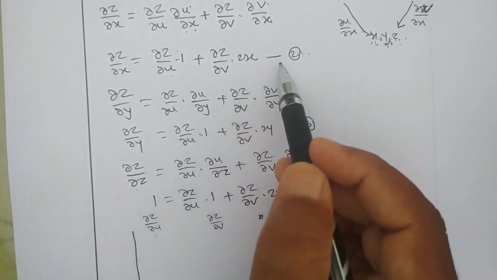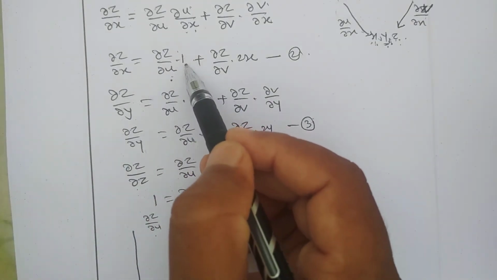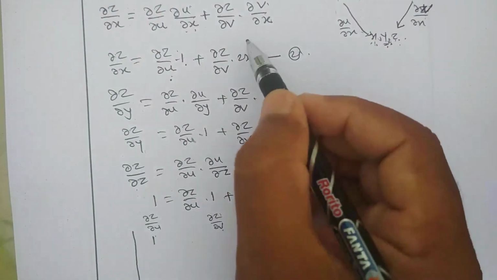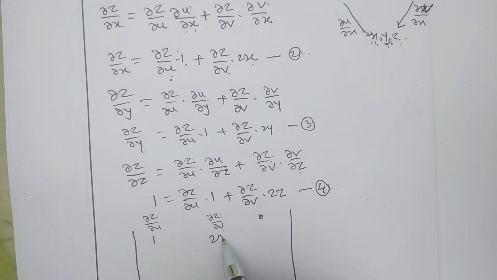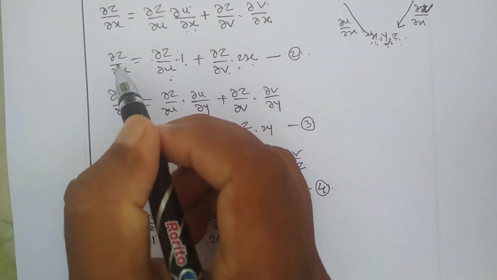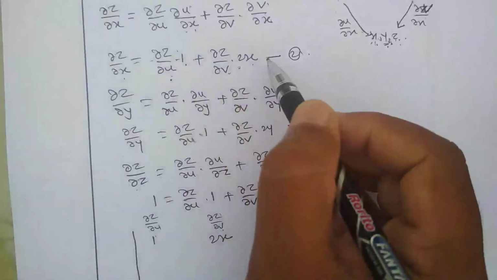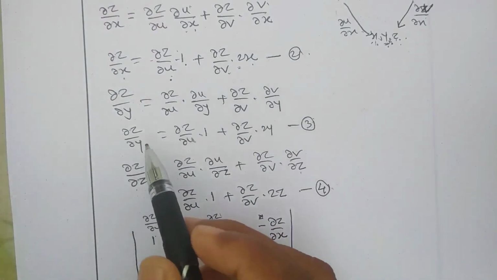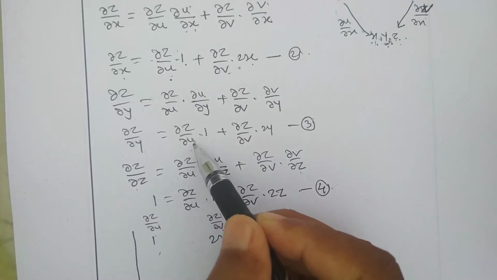Now the coefficient of ∂z/∂u from equation number 1 is 1. The coefficient of ∂z/∂v from equation number 1 is 2x. And the different, remaining term is this term ∂z/∂x. But if you take this term to the other side, the right hand side, you will get a negative. So it is minus ∂z/∂x. From equation 3 now, the coefficient of ∂z/∂u is 1.